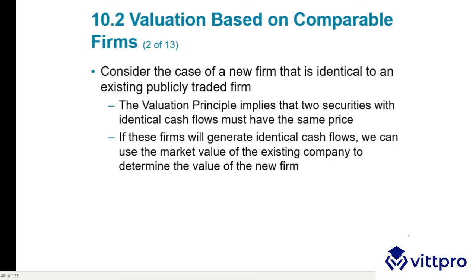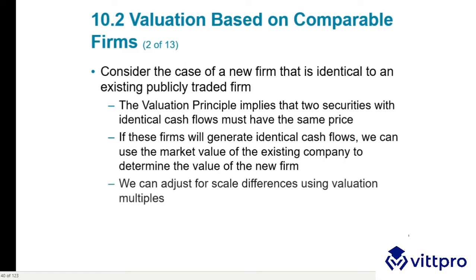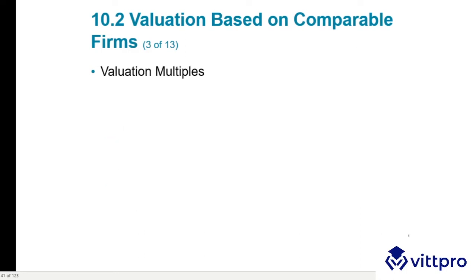So if these firms are identical, then we can use the market value of one company to understand the market value of another company. So what we do is we just adjust the difference in the scale using the valuation multiple.